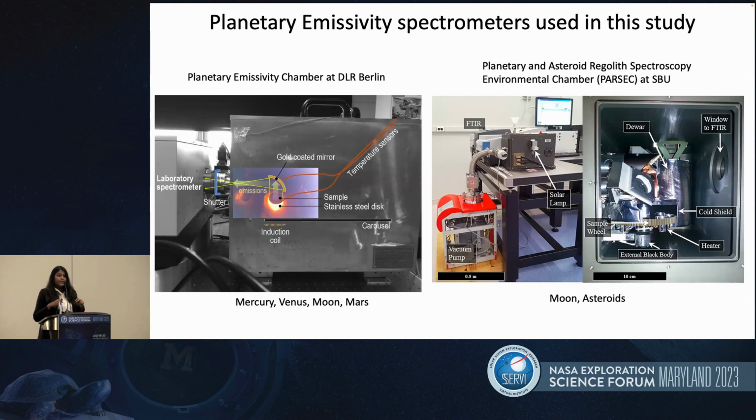However, we have a temperature sensor sitting on the surface of the sample so that we know the temperature of the sample we are looking at. The DLR chamber is used to even go up to Mercury and Venus conditions.